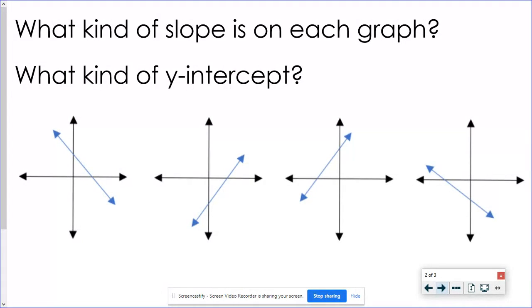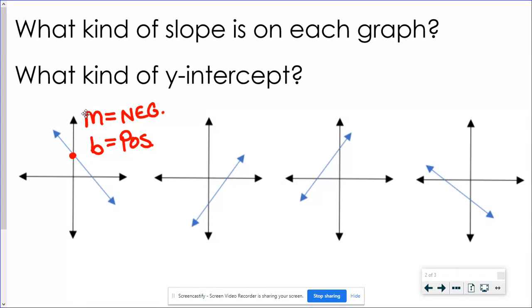On the next slide, I'm going to have these exact same graphs. On each of these graphs, you should be able to decide by yourself right now if the slope is positive or negative, and if the y-intercept is positive or negative. Is it starting above the origin or below the origin? For instance, on this first graph, I know that my slope is negative because it's going downhill. I know that the y-intercept is going to be positive because it's above the origin. That's the kind of thing that we're going to be doing.